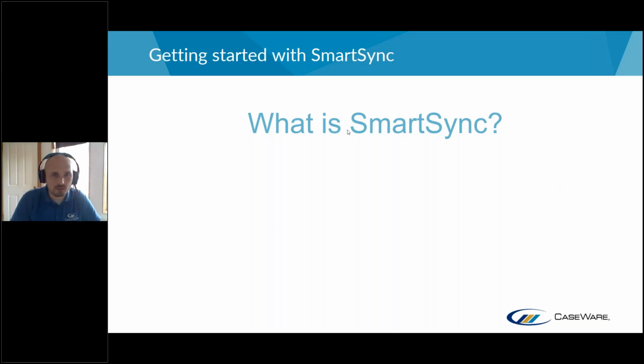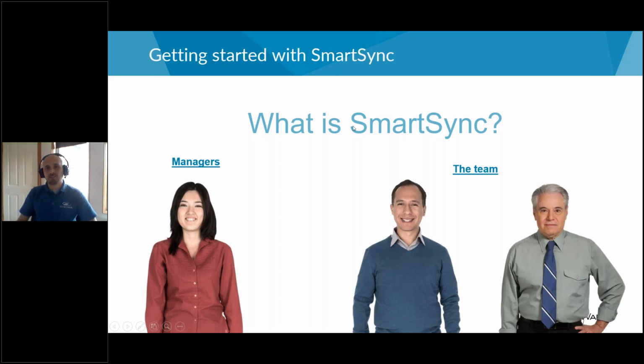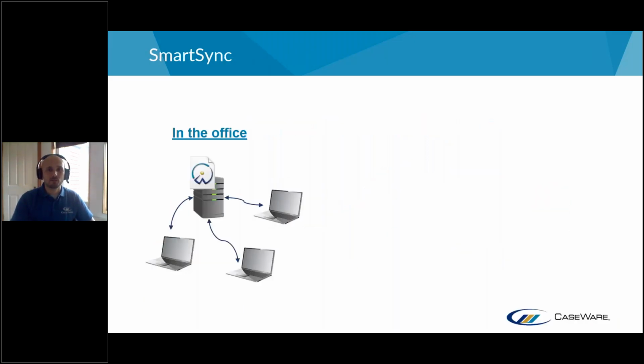We're going to throw some graphics on the screen where we've got some managers and the team. The team could be your audit team, your accounts team. What SmartSync allows us to do is have one file and let anyone access it and work on it simultaneously, with any changes reflected from the audit team onto the manager's file and vice versa. That sounds very much like working in your office on your own local server, which it kind of is. It's very similar. The difference is that we don't need to be in our local office, as we'll see.